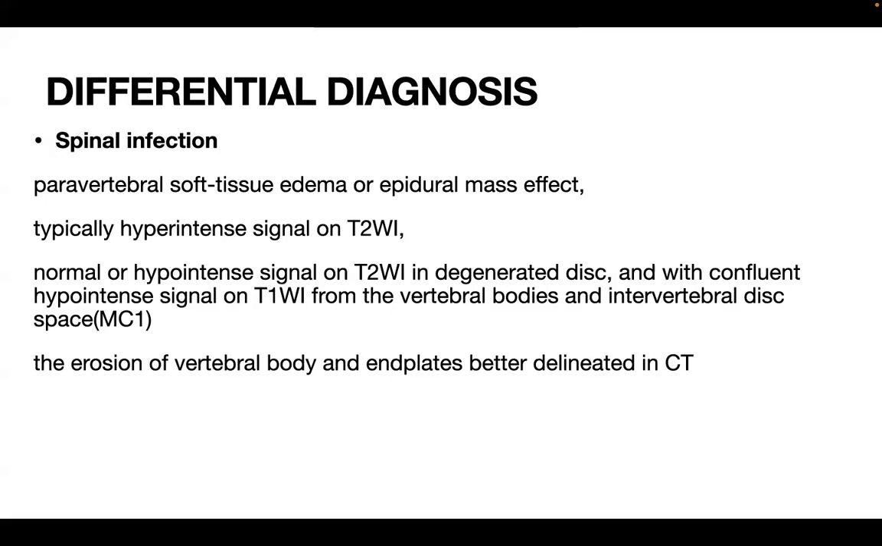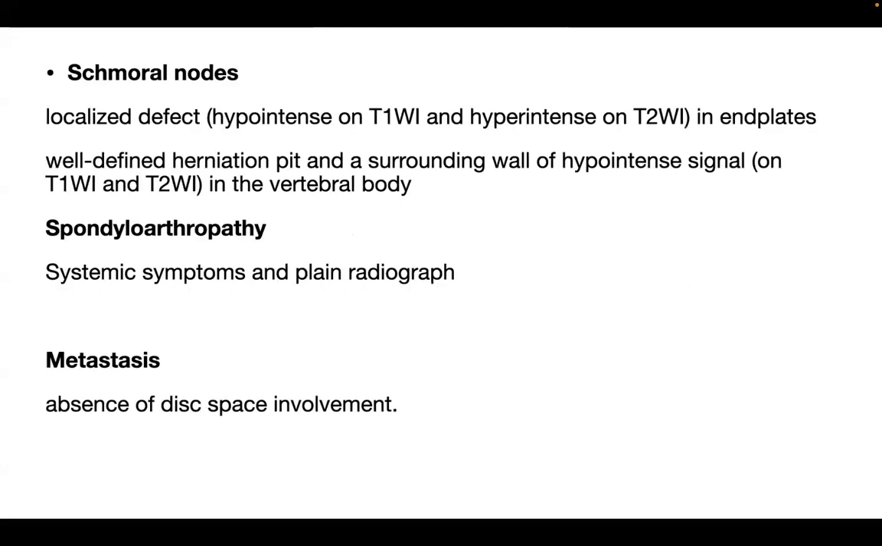The most common sign in the spinal infection is erosion of the vertebral body and the end plates, and it is also better delineated in a CT scan. The other differential being the Schmorl nodes. Schmorl nodes are a localized defect which is hypointense on T1 weighted images and hyperintense on T2 weighted images. These are localized, well circumscribed defects with herniation pits surrounded by a wall of hypointense signal in the vertebral body.